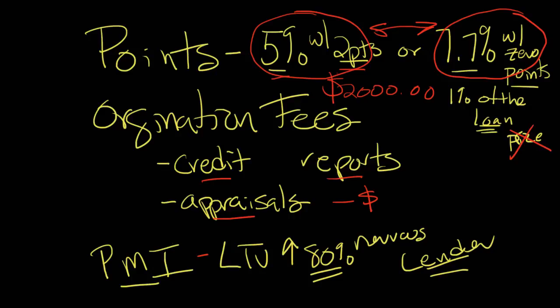Of how you should be thinking about points. They're always 1% of the loan. Don't get that one wrong on the exam. They're always 1% of the loan. Then there's some other fees that you might have to pay. And then you might have to pay, if your LTV is too high, this private mortgage insurance, because the lender is nervous that you don't have enough equity in the deal.